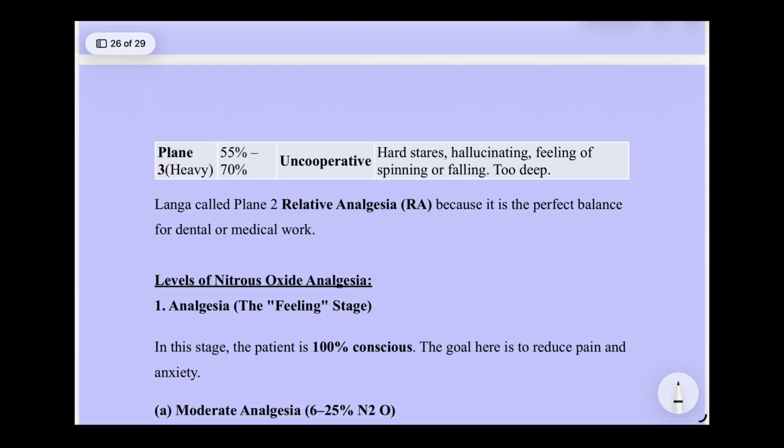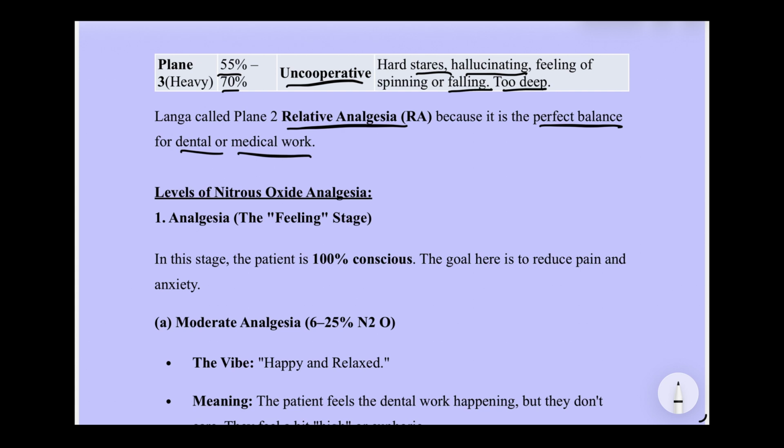Then plane 3 is heavy, 55 to 70% given: an uncooperative state, hard stares, a hallucinating feeling of spinning or falling, and too deep. Langa called plane 2 a relative analgesia because it is the perfect balance for dental and medical work.